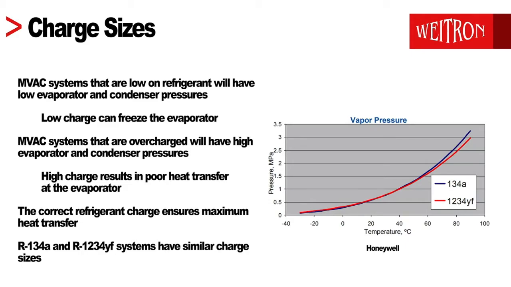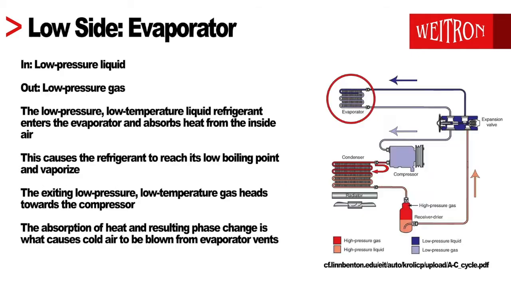To ensure that you are using the correct refrigerant for your car, you can always check the service label under the hood. Starting with the evaporator, we have a low-pressure liquid going in and a low-pressure gas going out. In the evaporator, the liquid refrigerant absorbs heat from the inside air and evaporates before heading to the compressor. To change state, the refrigerant must absorb energy, and because it is absorbing energy, it takes away heat, which makes the air flowing over the evaporator coils colder. This absorption of heat and change of state from a liquid to a gas is what causes cold air to be blown from your vents.